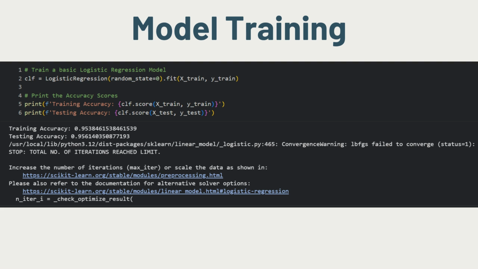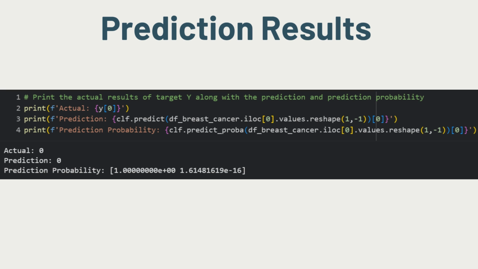Now that the model is trained successfully, we can use it to make predictions. Let's try to predict the first record of the dataset. We will print the actual result in the first row. We can see that the actual result is 0, which, since it is a binary classification, means that it is benign. In the next line, we can print out the model's prediction by using the model's predict function with the X features as inputs. The model predicted 0 correctly, which is a benign tumor.